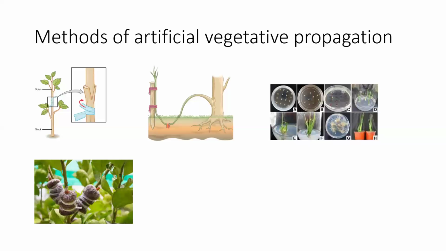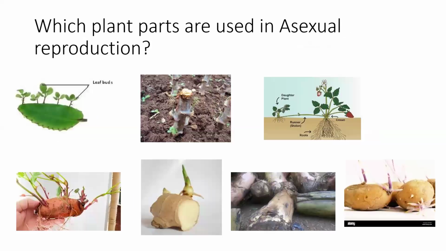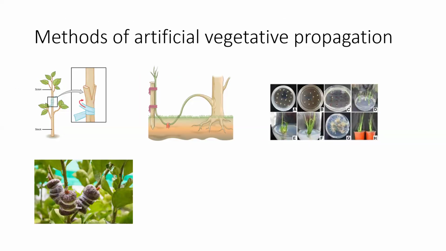Vegetative propagation is a form of asexual reproduction that is only done in plants, where we use other plant parts. That's what we've been looking at. These are the natural methods of vegetative propagation, or we can call it asexual reproduction. And then these ones are the artificial ones.